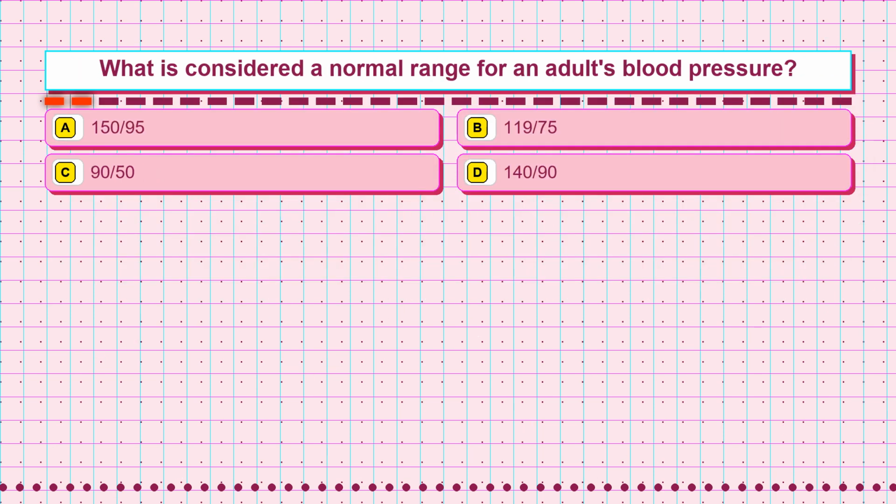Question 33. What is considered a normal range for an adult's blood pressure? Option A, 150/95. Option B, 119/75. Option C, 90/50. Option D, 140/90.